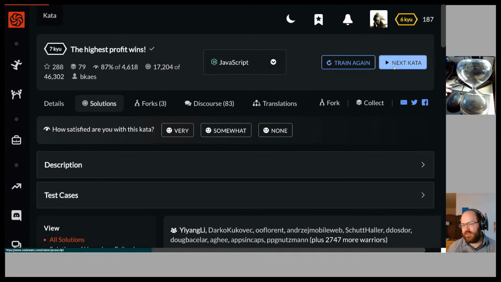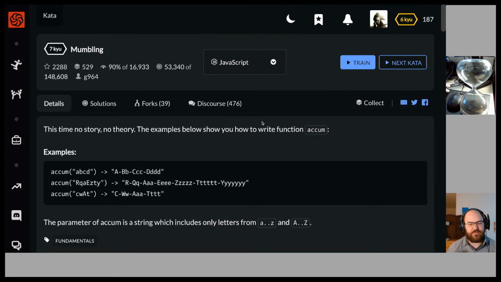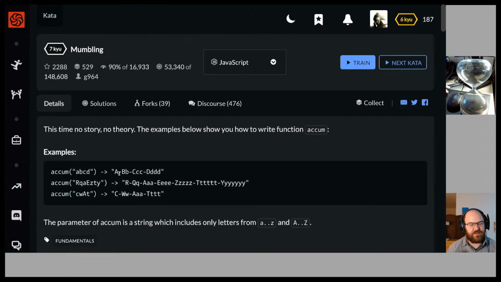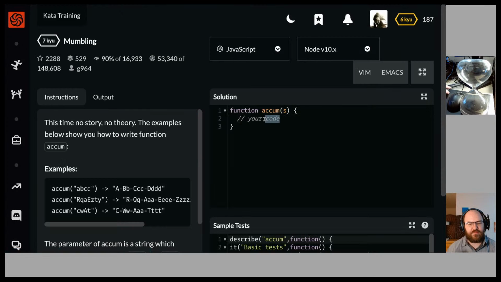We've got time for a next one. Mumbling. This time, no story, no theory. The examples below show you how to write the function accum. A, B, C, D goes to A-Bb-Ccc-Dddd. Okay. Array equals s.split an empty string.